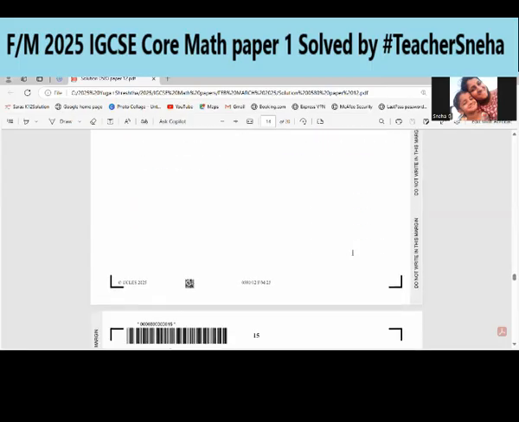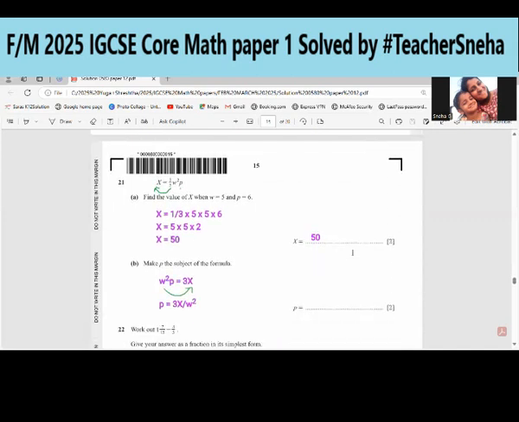Further is question number 21. x is equal to 1 upon 3 w square p. This is the given formula. We have to work out the value of x when w is equal to 5 and p is equal to 6. On substituting in the equation, we get 1 upon 3 into 5 into 5 into 6. On simplifying the fraction, 1 upon 3 with 6, you get the number 2. And then the x value is 5 into 5 into 2, which is 50.